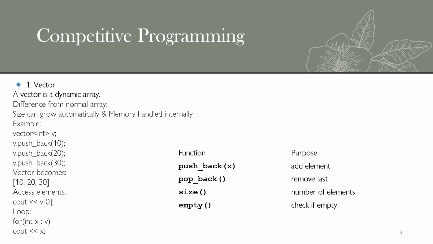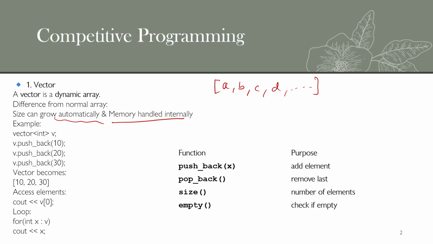Next, let's see what is vector. A vector is a form of a dynamic array. We've seen an array like A, B, C, D, and so on. This is basically an array. Now, what is the difference from a normal array that we have seen? That its size can grow automatically and memory is handled internally.